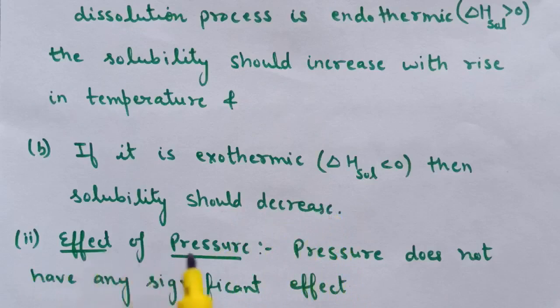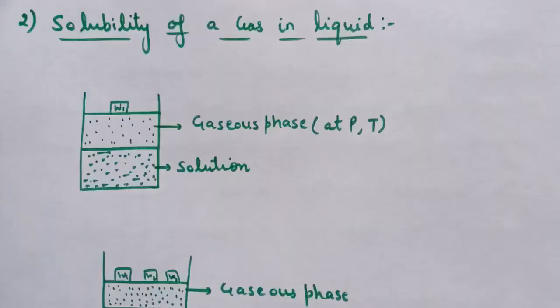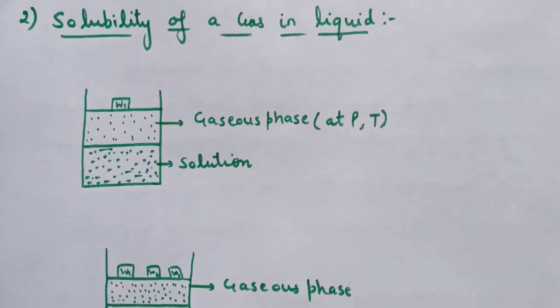Second is effect of pressure on the solubility of solid in liquid. Pressure does not have any significant effect on the solubility of solid in liquid. Next is solubility of a gas in liquid. Solubility of gases in liquid is greatly affected by pressure and temperature, and the solubility of gases increases with increase of pressure.